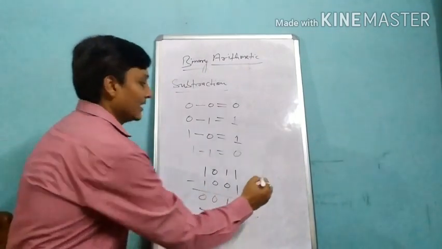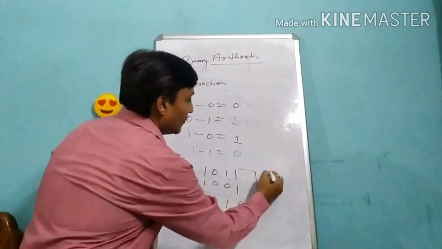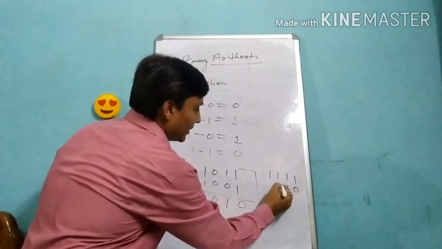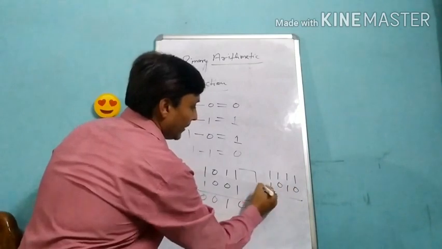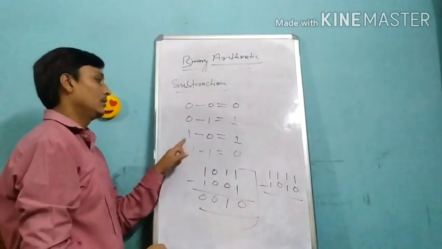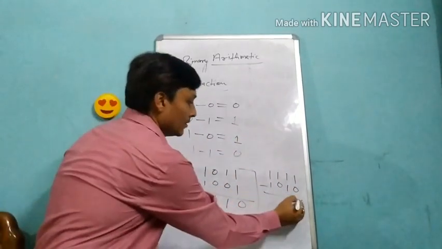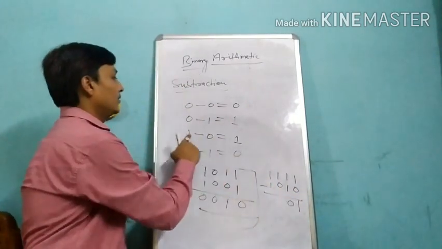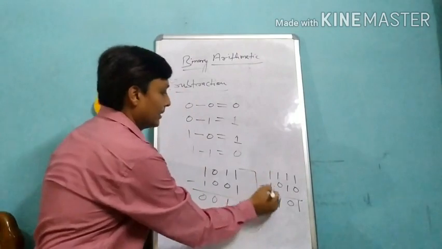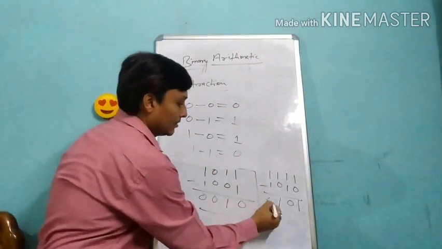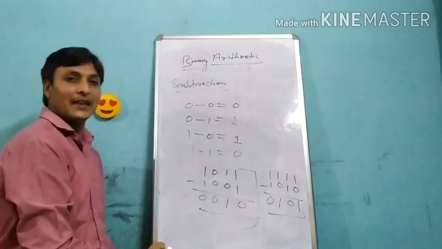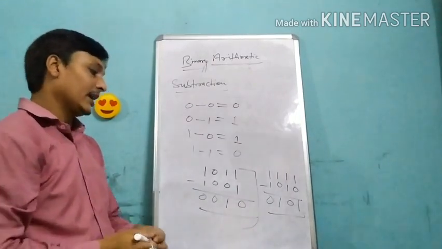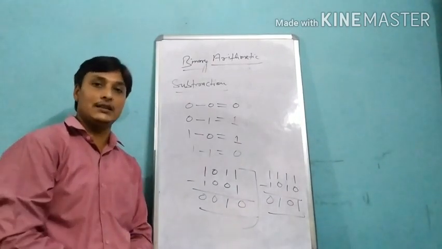Suppose I am changing. Next 1, 1, 1, 1, 0, 0, 1, 0, 1, minus. So 1 minus 0 you will get 1. 1 minus 1 you will get 0. 1 minus 0 you will get 1. 1 minus 1 you will get 0. It will be your output. It's very easy.